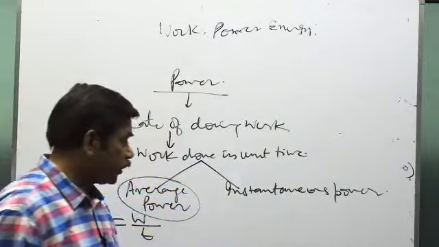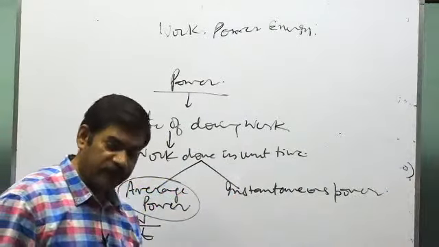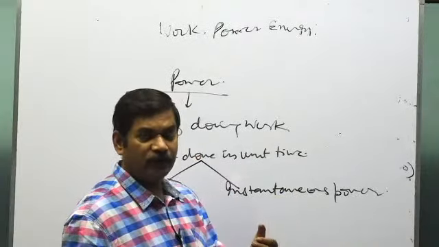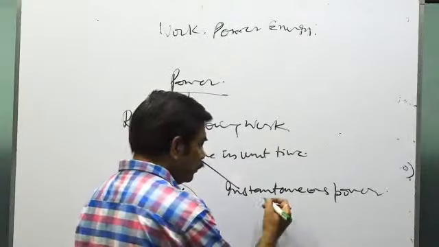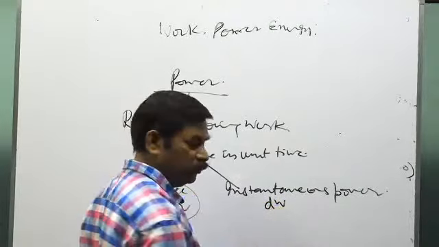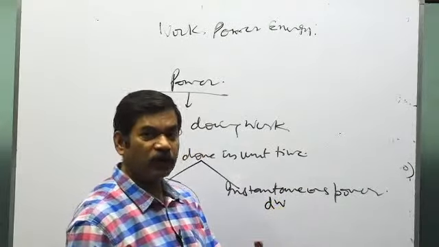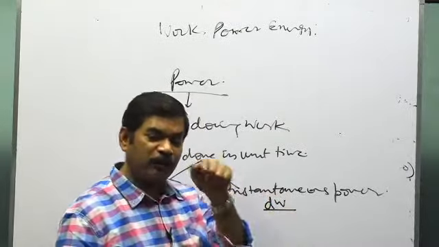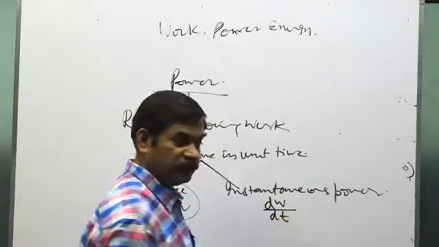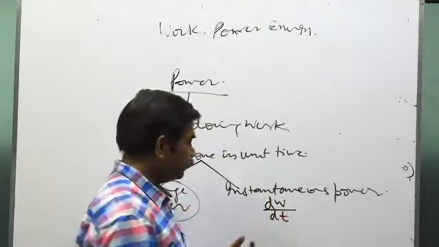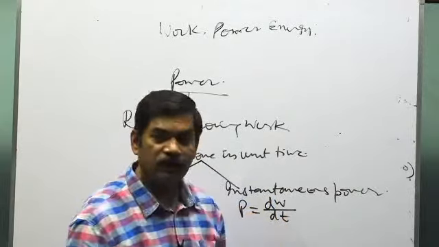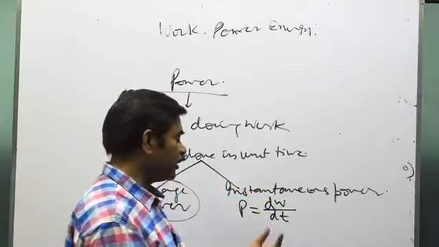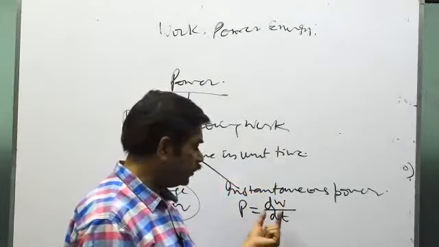But there is one more term, instantaneous power. Instantaneous power by definition is this: at any point of time, if you do a very small work called dW, done in a very small interval of time, dt, then there is an instantaneous power. At this level of 9th class, you cannot exactly understand the meaning of dW and dt.